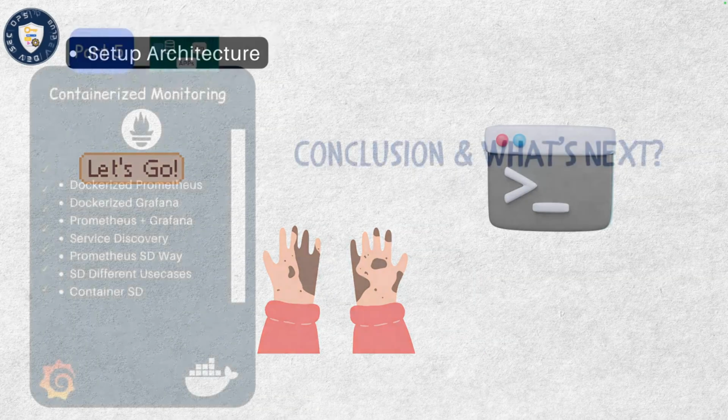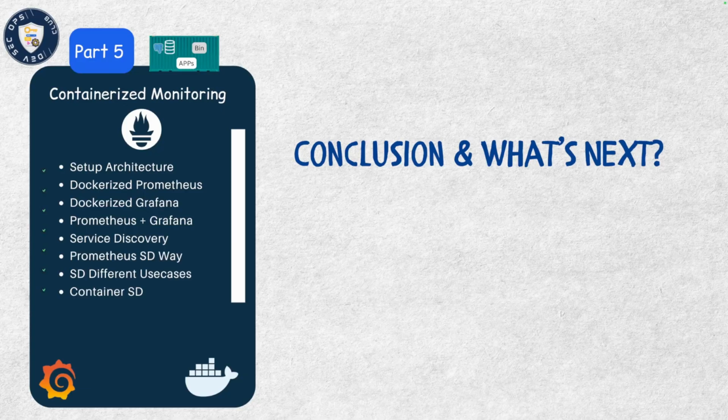So let's go back. We are now at the conclusion and what's next. In this part, we learned the setup architecture, and we installed Prometheus in a containerized way, and Grafana also. Then we saw several challenges for Prometheus and Grafana, and how to integrate them when both are running inside containers. On service discovery, we saw how Prometheus behaves when we enable the feature and how to configure it. We also discussed several service discovery use cases: when we have multiple containers, how to monitor them and how to restrict the containers we don't want to monitor. Everything we have learned in this part 5.